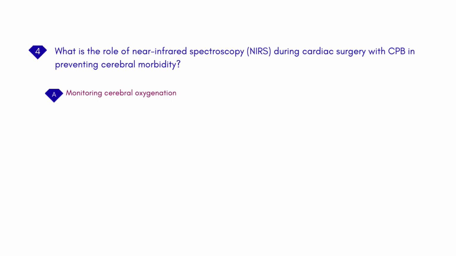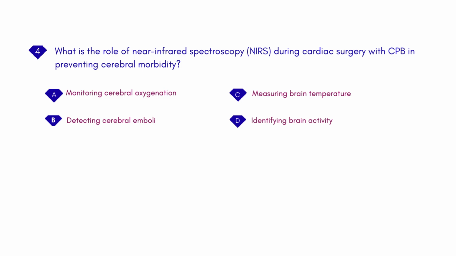What is the role of near-infrared spectroscopy, NIRS, during cardiac surgery with CPB in preventing cerebral morbidity? A. Monitoring cerebral oxygenation. B. Detecting cerebral emboli. C. Measuring brain temperature. D. Identifying brain activity. Answer: A.